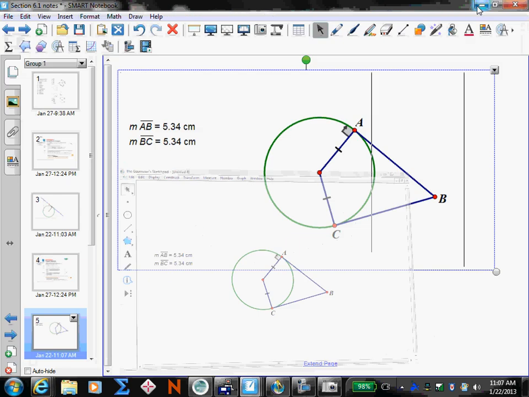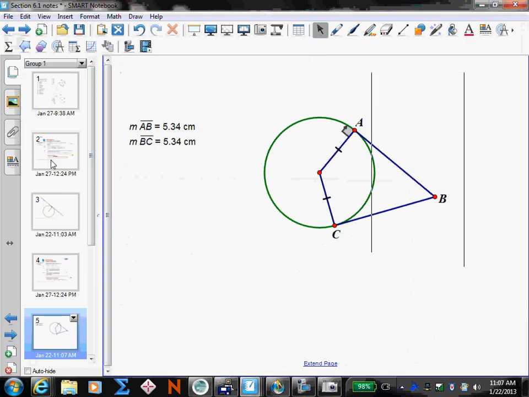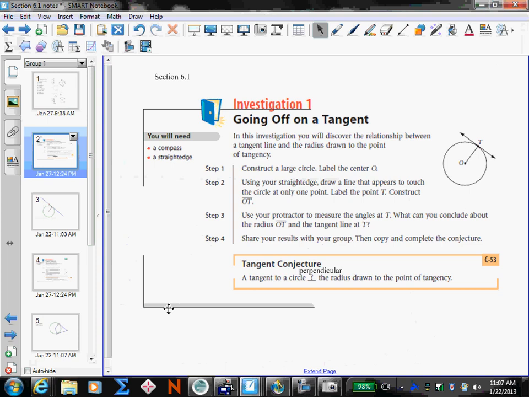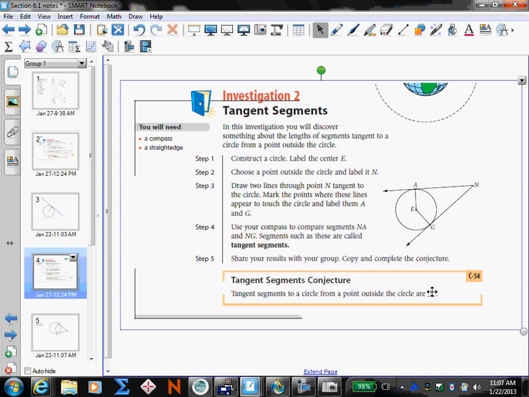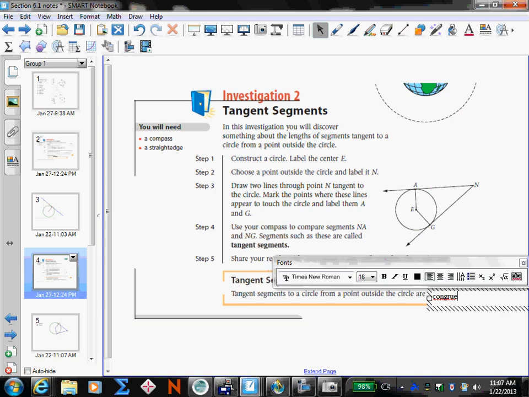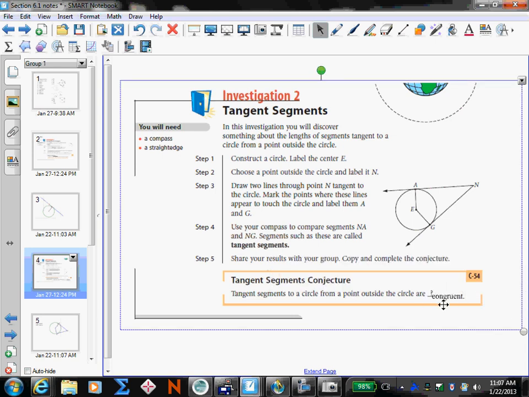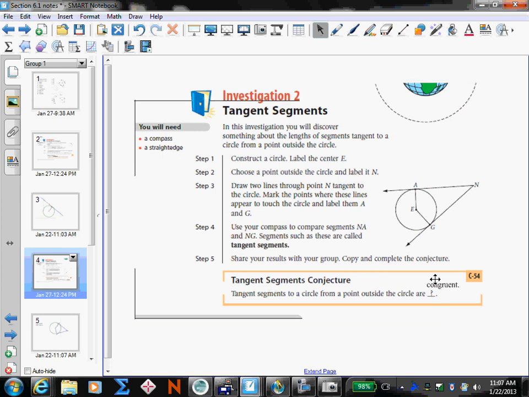So put that in your notes. Let's look at what the conjecture says. Tangent segments conjecture, conjecture 54. Tangent segments to a circle from a point outside the circle are, how are we going to fill that in? Yes, they are congruent. So tangent segments from a point outside the circle are congruent, but they must be tangent for that to be true.